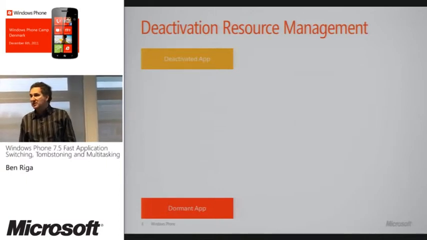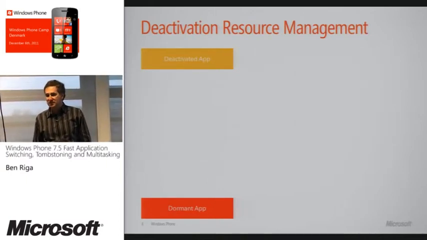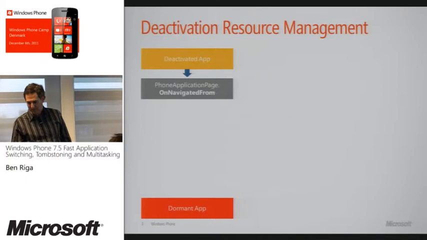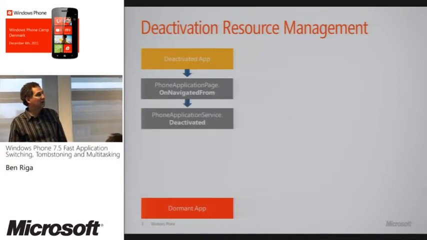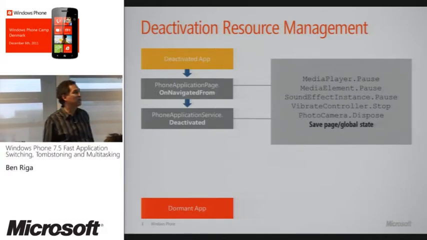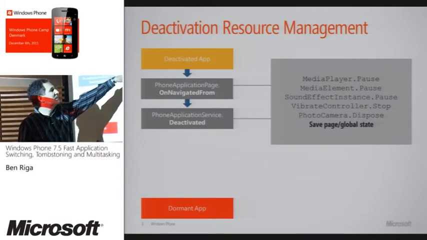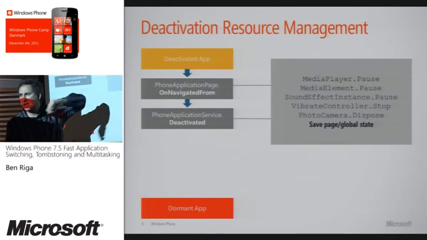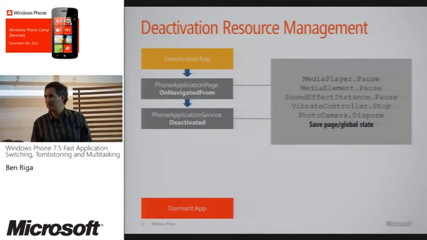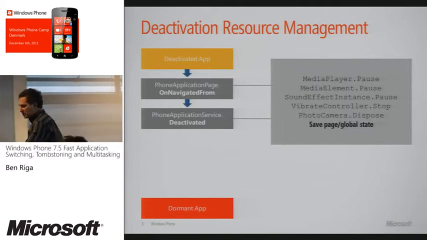The other thing that's important is that there's resource management related to this, right? As you go through the different steps from a deactivated app, you have your OnNavigatedFrom, then you're deactivated, and there are certain things that need to happen as part of that. Things like media player, you want to pause it. Media element, you want to pause it. Sound effect instance, vibrate controller, all of these things you want to control so that you know that you can re-enable them. You're basically going to save the state, save the page as well as the global state, and then you're done.